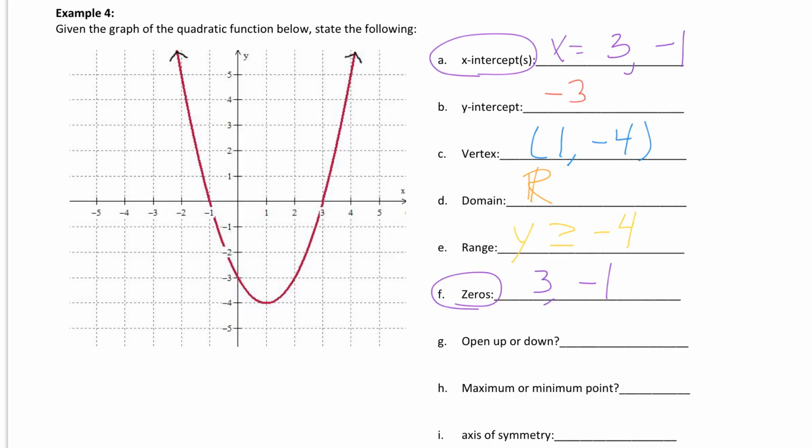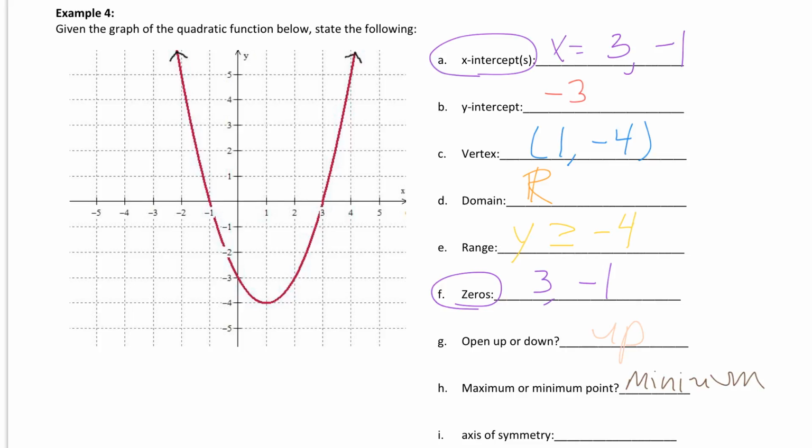Letter G asks, does it open up or down? And we already talked about that. This graph is opening up. So we would say up. Maximum or minimum point, well, since our graph is opening up, we have this lowest point down here, which we call a minimum point. So we would say minimum.